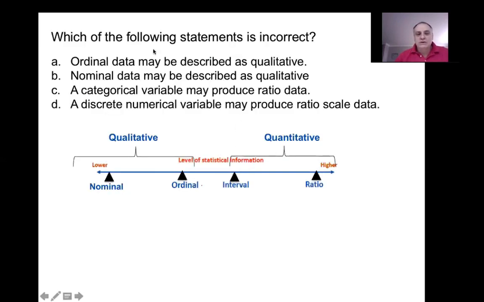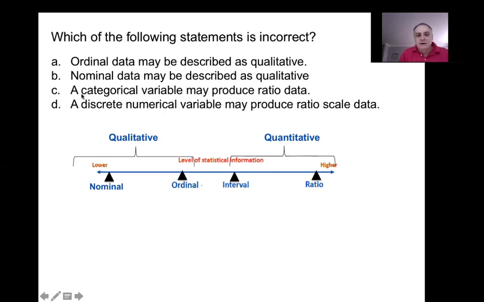If I had to ask you which of the following statements is incorrect. Now, what we've got here is nominal and ordinal data is qualitative. It's on the lower end of the statistical scale. Your interval and ratio is quantitative. So ordinal data may be described as qualitative. Ordinal data, qualitative, yes, that's correct. Nominal data may be described as qualitative. There's nominal, it's qualitative, yes.